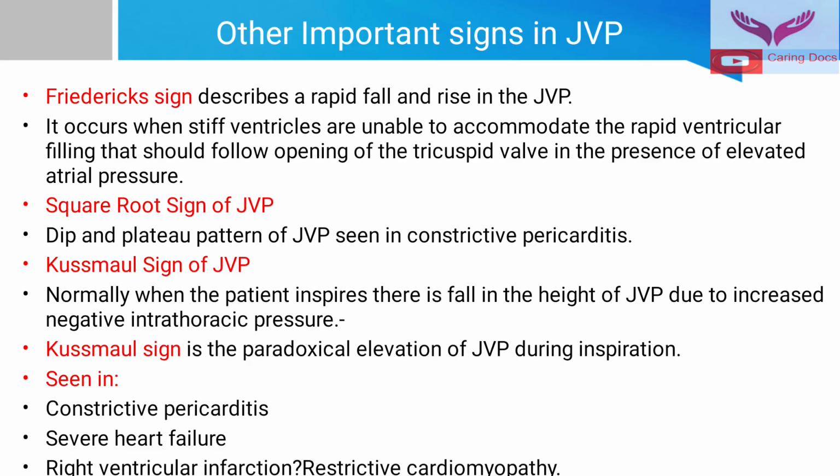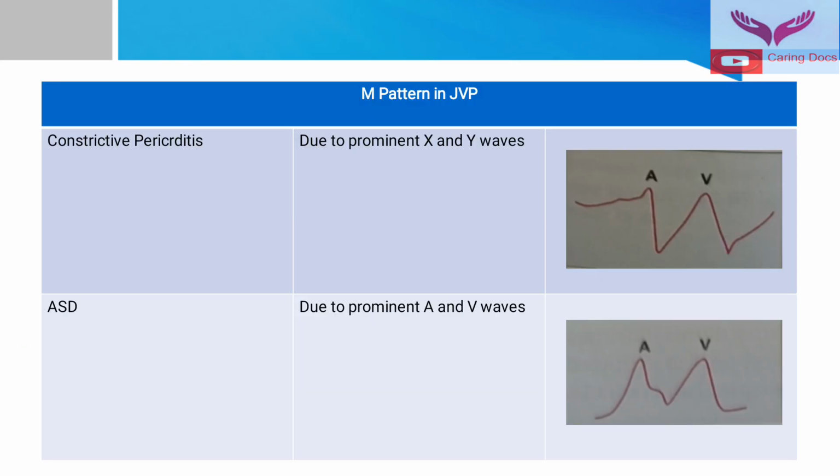Kussmaul sign of JVP: normally when the patient inspires, there is a fall in the height of the JVP due to increased negative intrathoracic pressure. The Kussmaul sign is the paradoxical elevation of the JVP during inspiration, and it is seen in constrictive pericarditis, severe heart failure, right ventricular infarction, or restrictive cardiomyopathy. At times we get an M pattern in JVP. For example, in constrictive pericarditis, due to prominent X and Y waves, we get an M pattern. And in a patient with ASD, due to prominent A and V waves, we also get an M pattern.